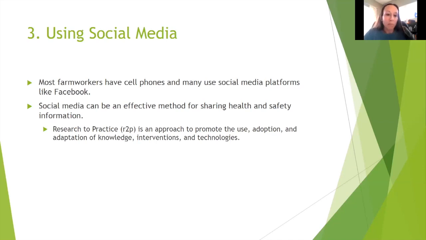And so we think that it can be an effective tool, especially in this world of what we'd call research to practice. This is really an approach to promote the use, adoption, and adaptation of knowledge, interventions, and technologies in the workplace. This is really an important focus for funders like NIOSH, the National Institute for Occupational Safety and Health. It's not just about doing the research, but then being able to turn that into something that's usable, practical, and really relevant for the intended audience.